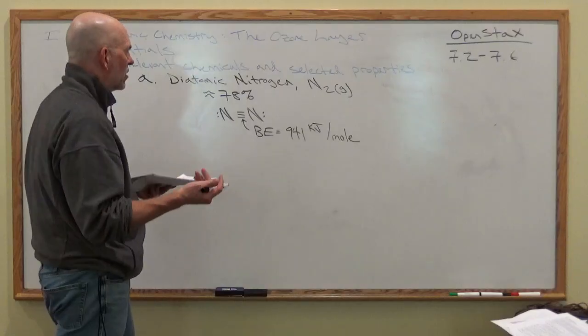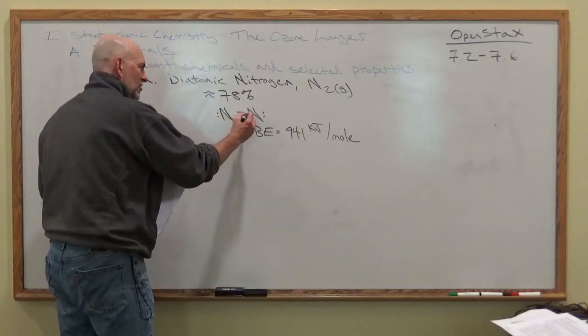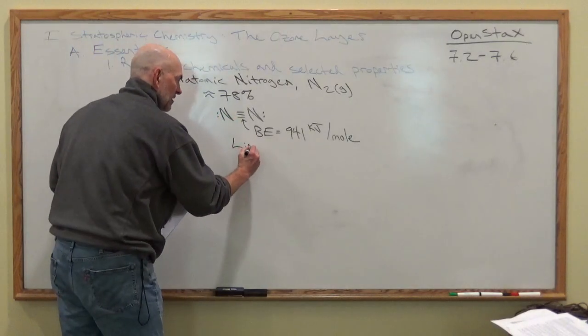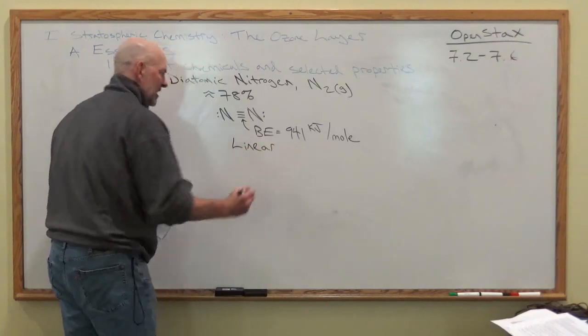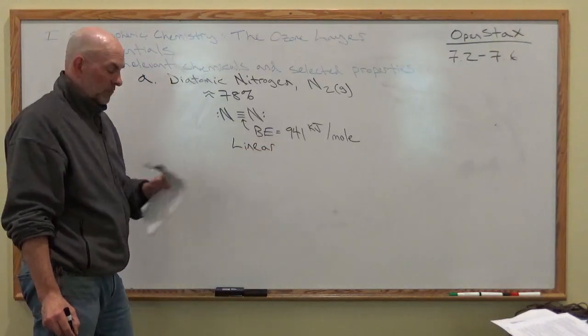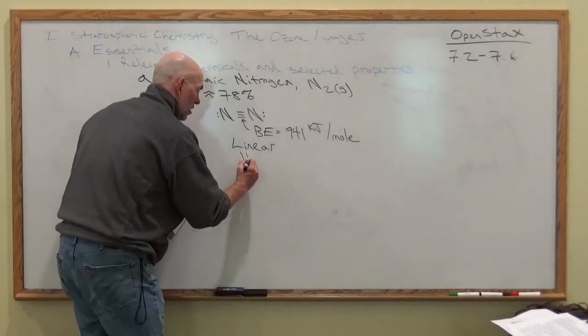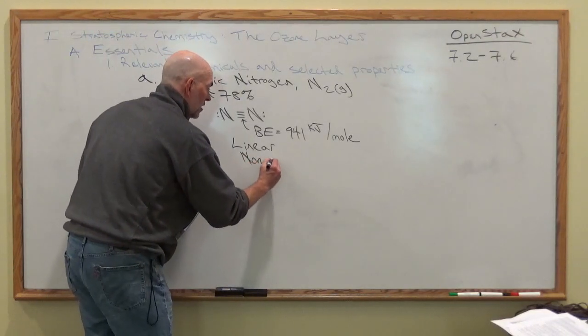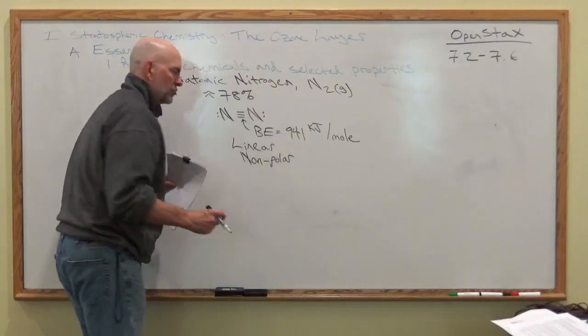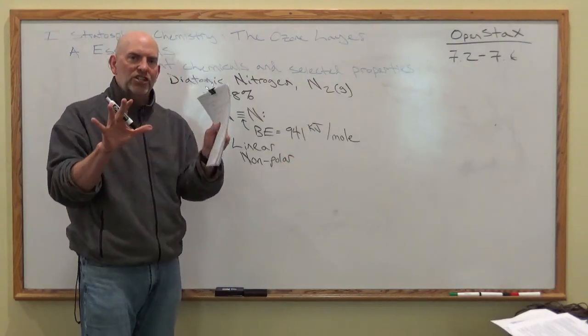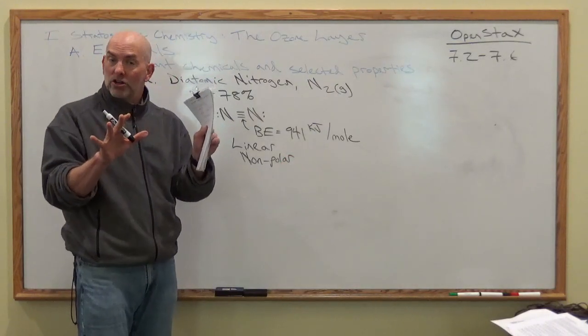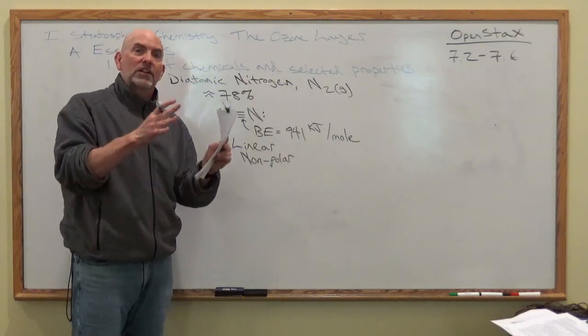This is not part of what they cover in the book, but nitrogen connected to nitrogen has a specific molecular geometry. It's a linear molecule, and it's also non-polar, which means it does not have any separation of charge like water does. Water is a polar molecule, nitrogen is not.